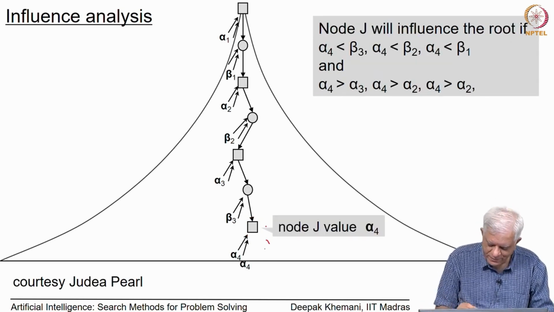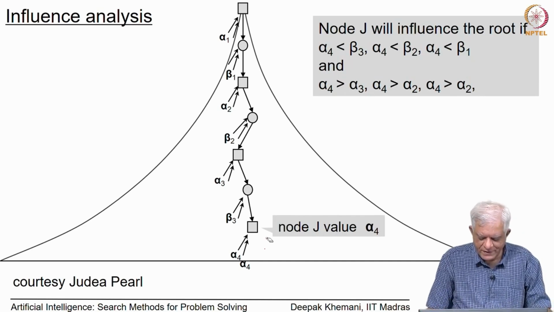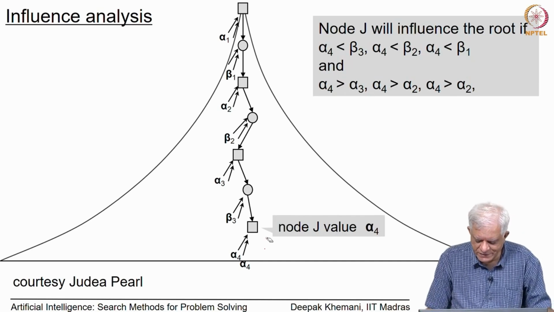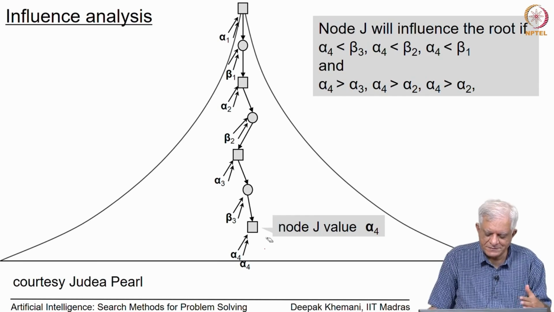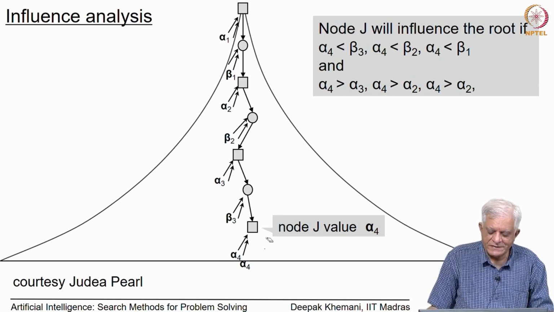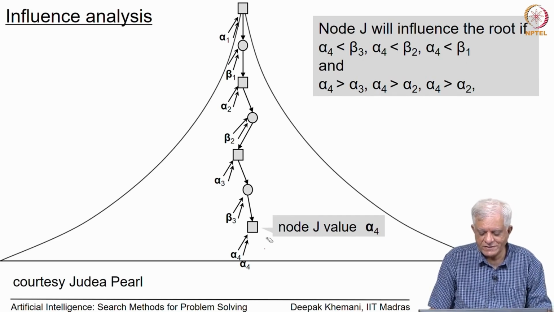Okay, so this is where my program was trying to get into. Let us say this is the node j and it has a value of alpha 4. Now, if you look at this tree, what does this tree have? This tree has a string of partially evaluated nodes. Each of these nodes has been only partially evaluated.